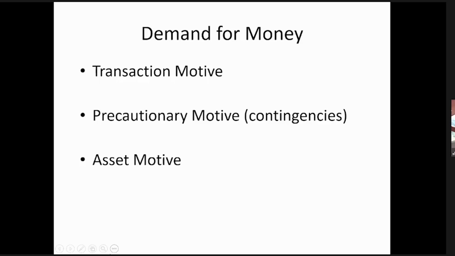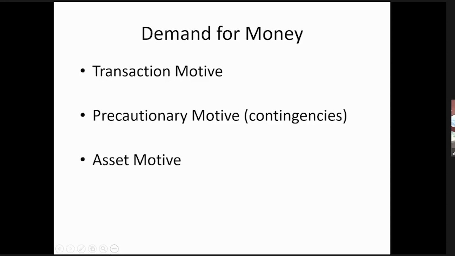Then let's try to understand why this money is important. For that, we first need to know about the demand for money. Why do we demand money? Why do people want to keep money in their pockets? This is called demand for money. There are three major reasons.